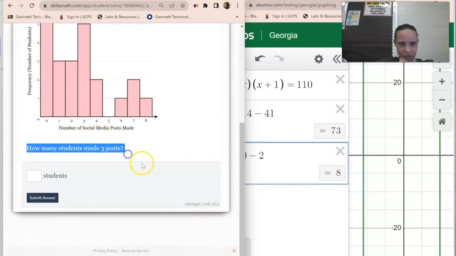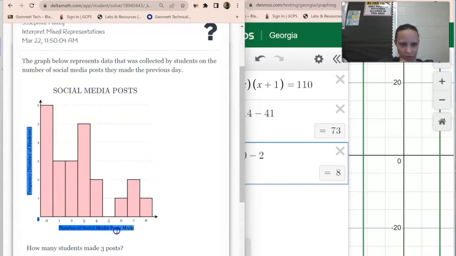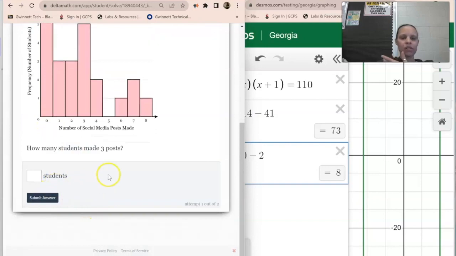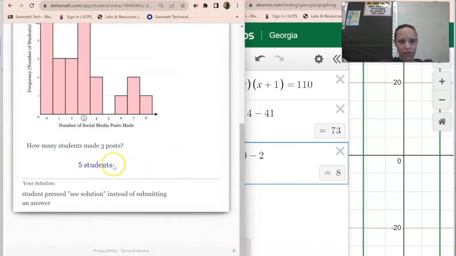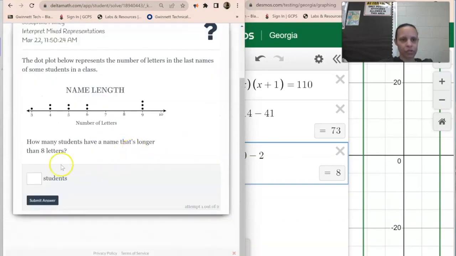How many students made 3 posts? Okay, so this is the number of social media posts made, so 3. So how many students made 3 posts? 5. So honestly, this question is going to keep changing. You just need to know how to read the graph or the dot plot or the box and whisker plot. So I'll just do a few more just to make sure.